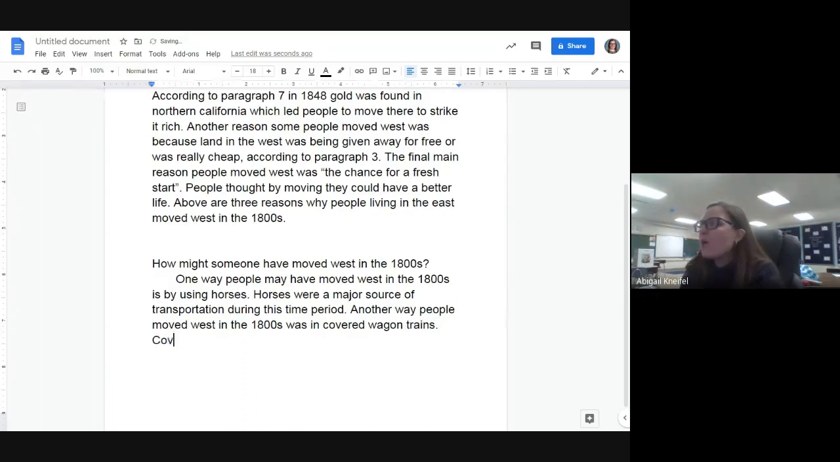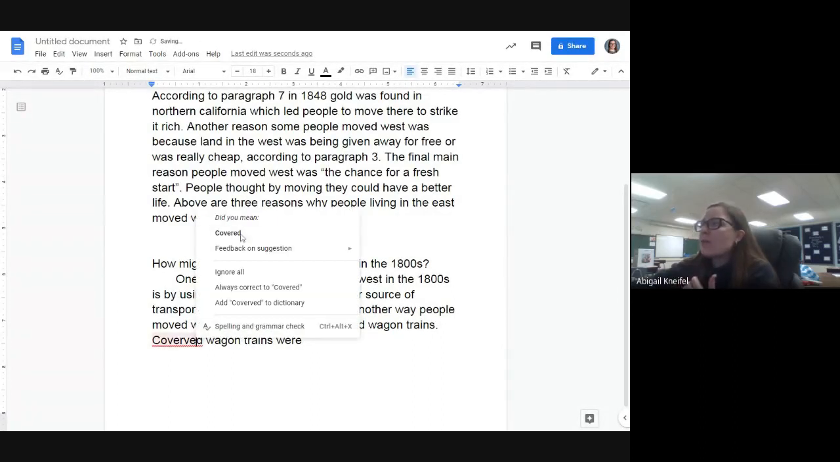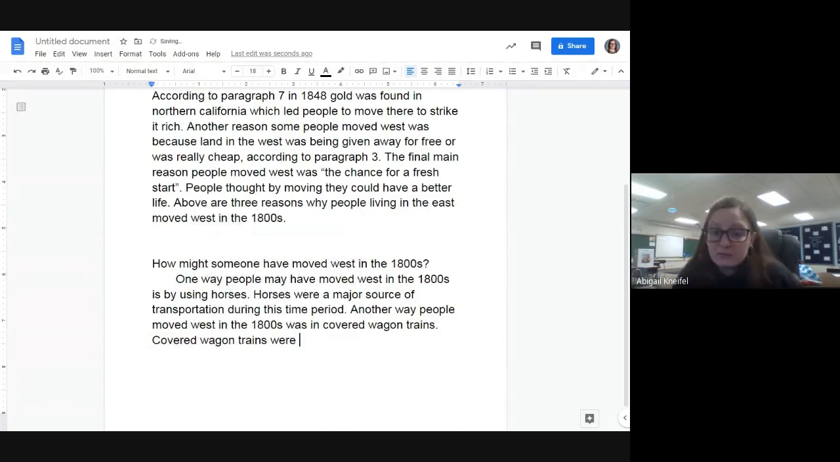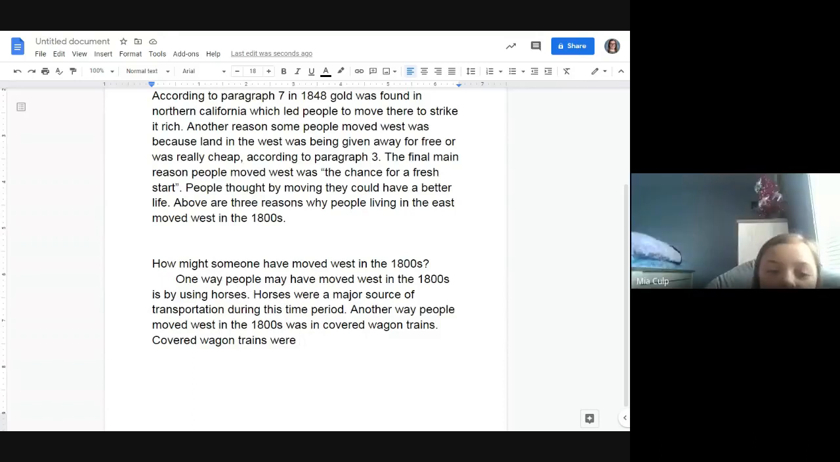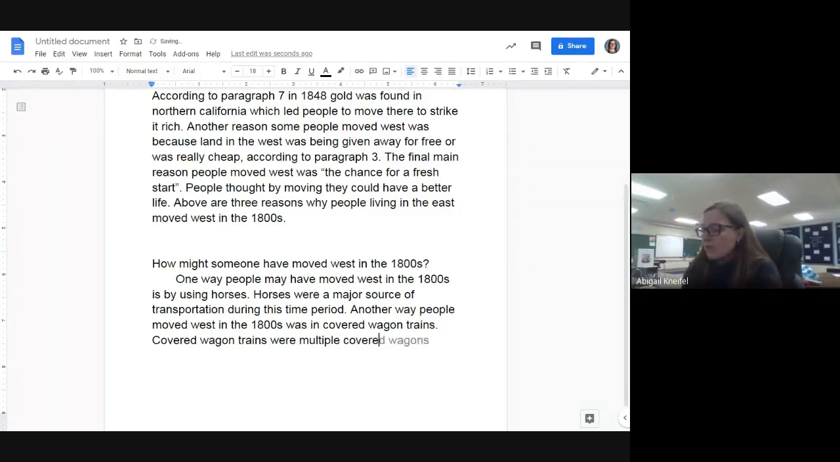Now let's explain what were covered wagon trains. Covered wagon trains were blank. Someone explain to me what they were. Was it a train? I don't know. No, it wasn't a train necessarily. What actually was a covered wagon train? Mia, your hand is up. What was a covered wagon train? A covered wagon train was like a buggy, multiple buggies connected together that has a white cover over it. Were multiple covered wagons.